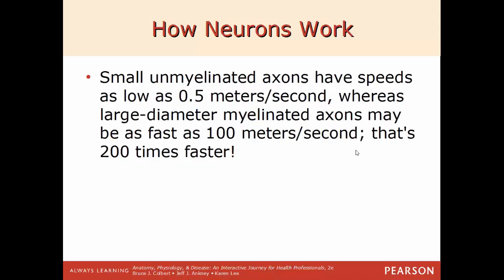Now, small unmyelinated neurons can have speeds as low as half a meter per second, whereas an axon that is large in diameter and covered in myelin can have a speed of 100 meters per second. So that's 200 times faster, just because you're changing the diameter of the axon and the presence of myelin.